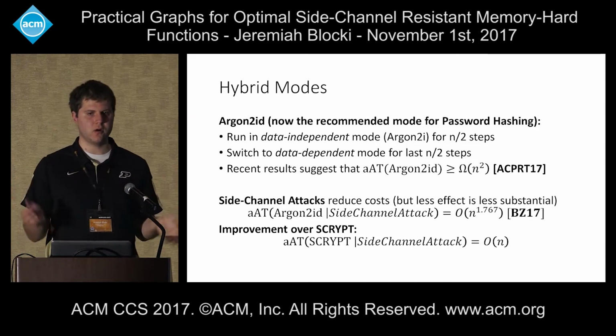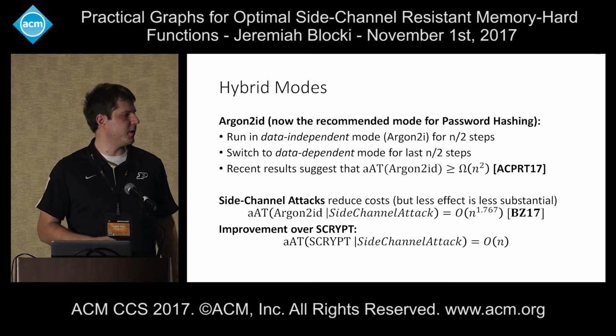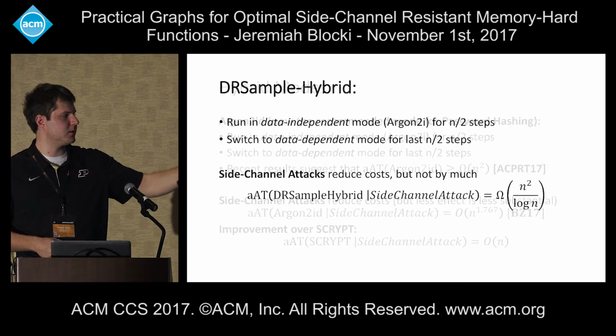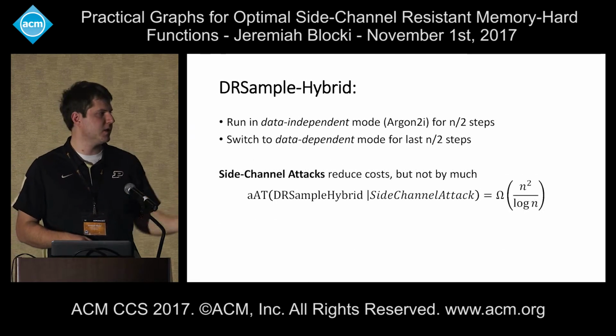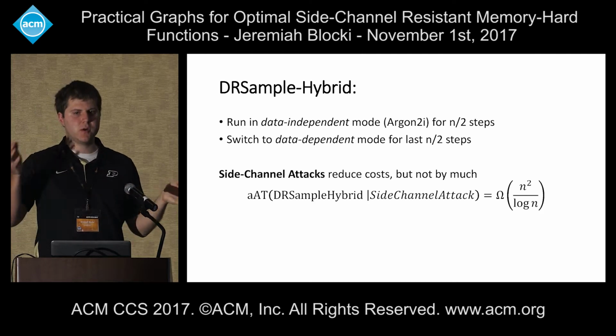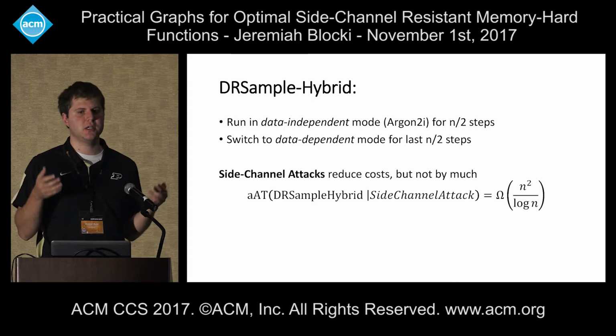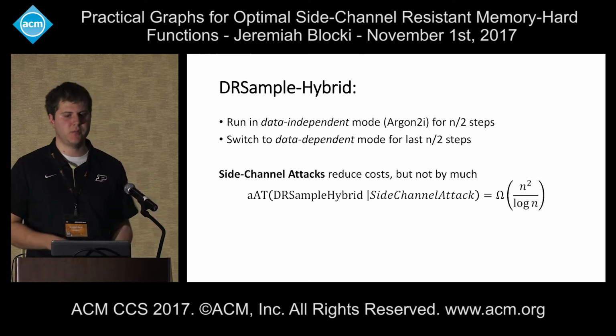In particular, we could use a hybrid mode with DRSample, and in this case, side channel attacks can reduce costs, but not by too much. So the cost reduction is just from n squared to n squared over log n. So in the event of a side channel attack, you potentially lose a log n factor in the cost, but not much more.